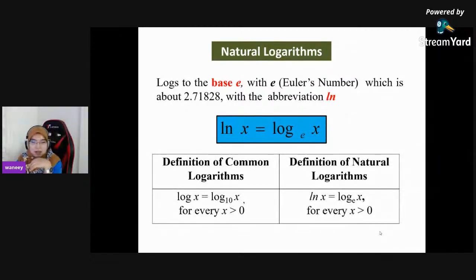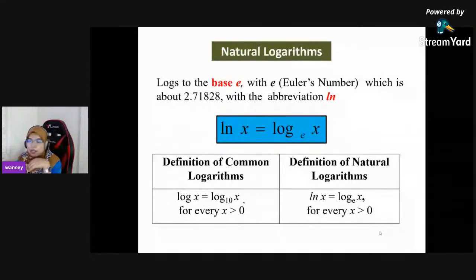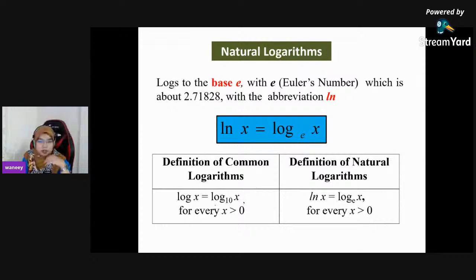So definition of common logarithm. Normally we have log of x equal to log to the base of 10 of x. So that is a common logarithm. We have 10 as our base. In natural logarithm, we have log to the base of e of x. Do take note, if you have log to the base of 10, normally the way we write it down is simply log of x without the 10 below. If you have log to the base of e of x, we simply write it down as ln x.